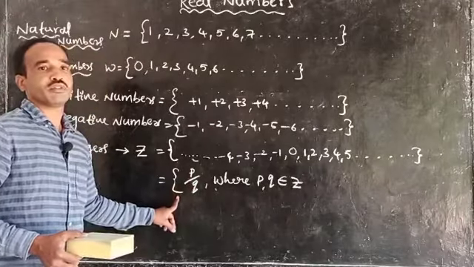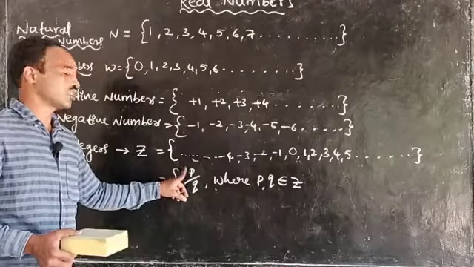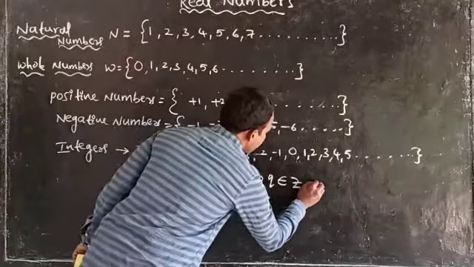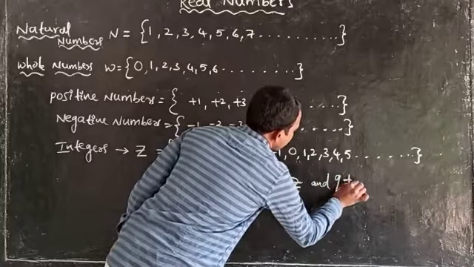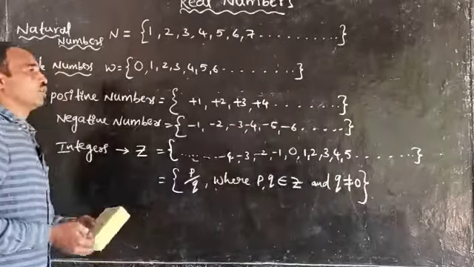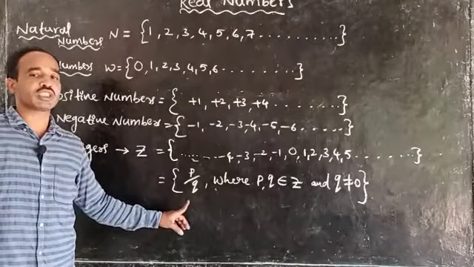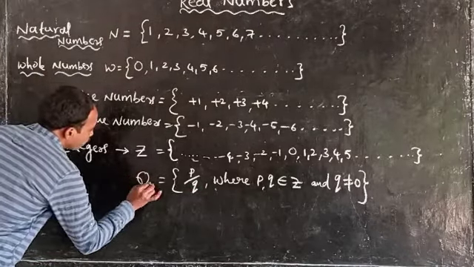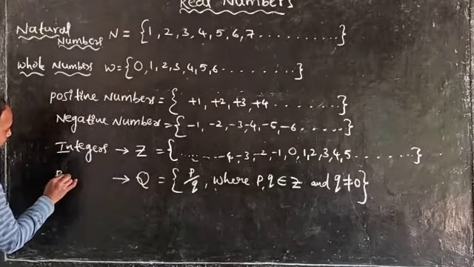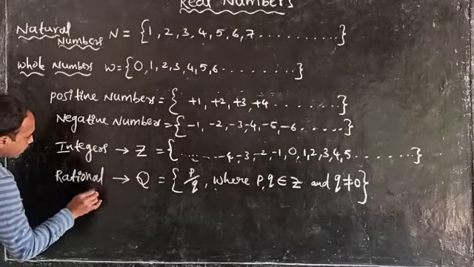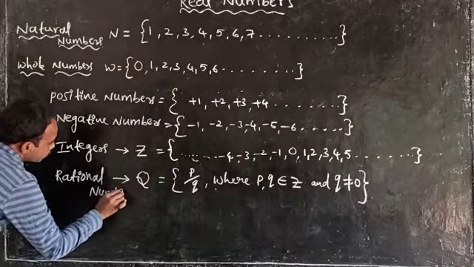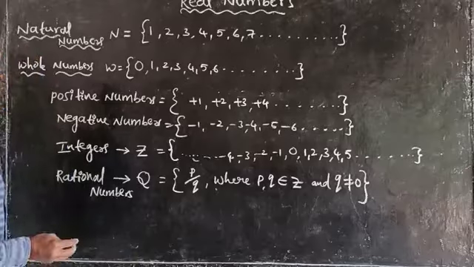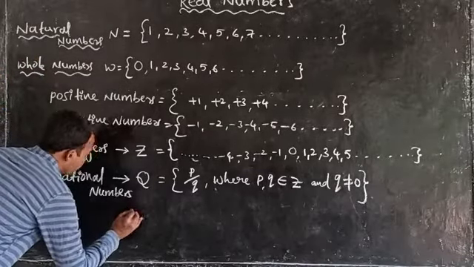The set of numbers which are in the form of P by Q, where P comma Q belongs to Z and Q is not equal to 0. This is the condition. The set of numbers which satisfy this condition is denoted by Q, and is called rational numbers. So here, for example, we take an example of rational numbers.